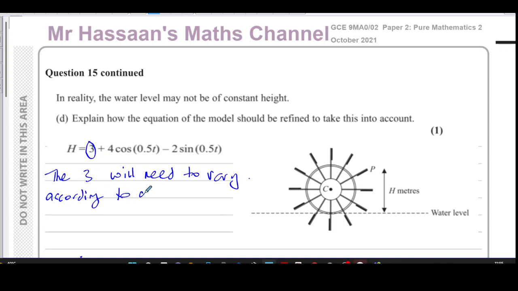We could say, you don't really have to write this, but I'll just be a bit more precise. According to a model which affects its height. Takes into account the factors which affect its height. So something like that, that's fine. All right, so there's the answer for part D, and that basically concludes this question number 15 from the October 2021 Pure Mathematics 2, paper 2, not the P2 from IAL, but the GCE from the UK paper. This is 9MA paper 2. This is from the A-level paper.